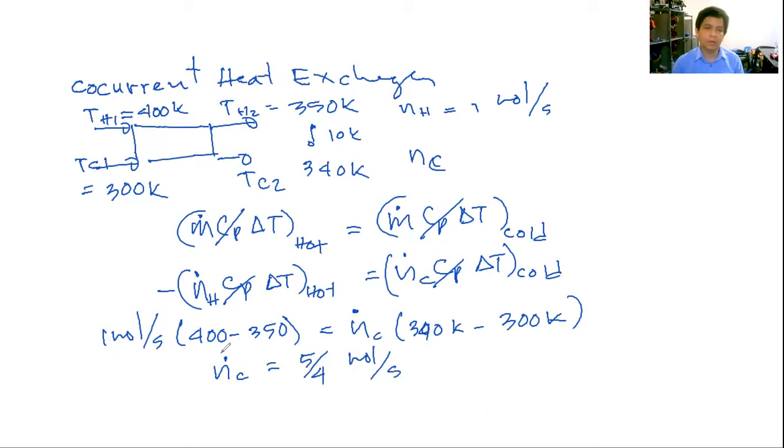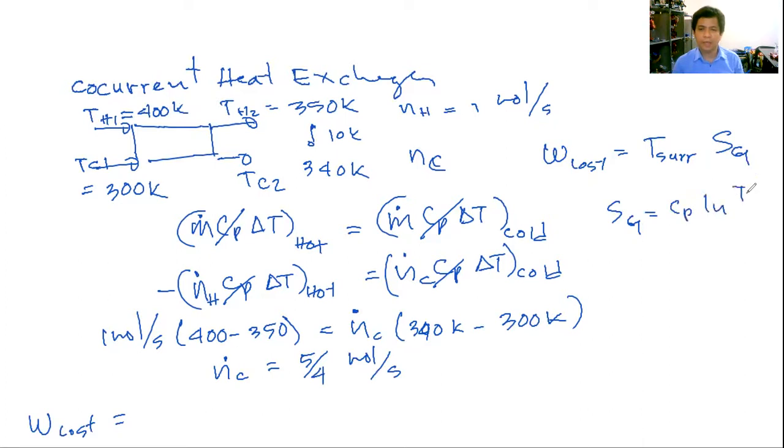Okay, so with this, we can now calculate the work loss. Ang formula lang naman natin ng W loss ay multiply lang natin yung T surrounding, multiply natin yung S generated. So W loss, so ang T surrounding natin, halimbawa, pwedeng dito muna ng stream. Ang S generated natin dito ay Cp, ln, T final over T initial. Ganun lang naman yun. So we're going to do this for both of the streams, both sa hot at saka sa cold.